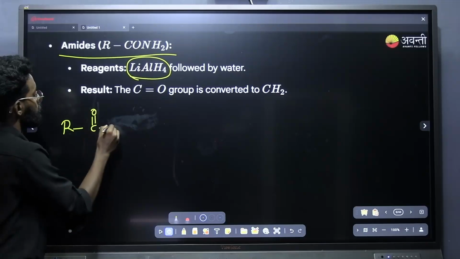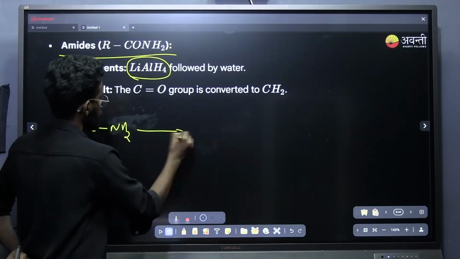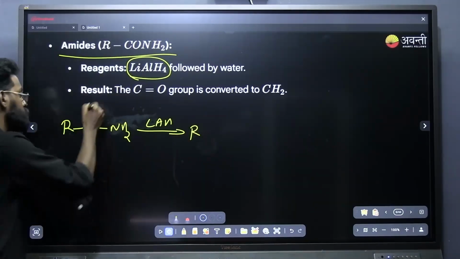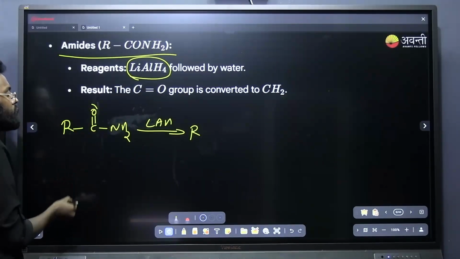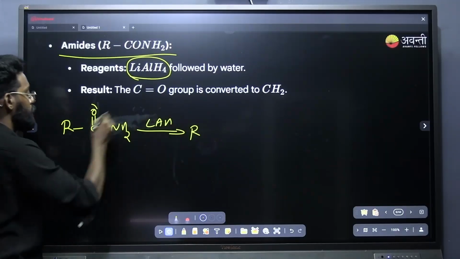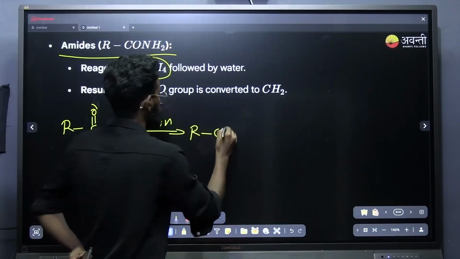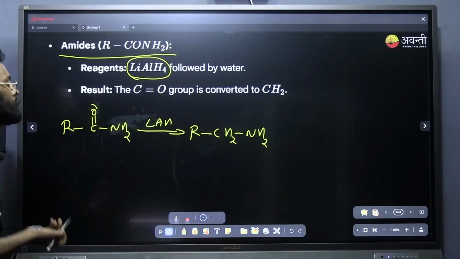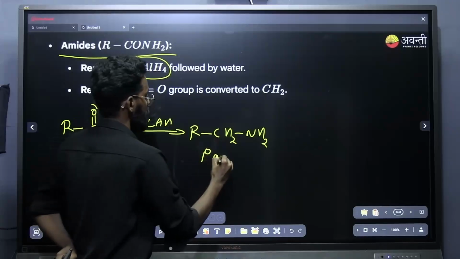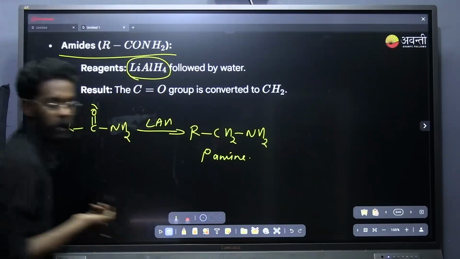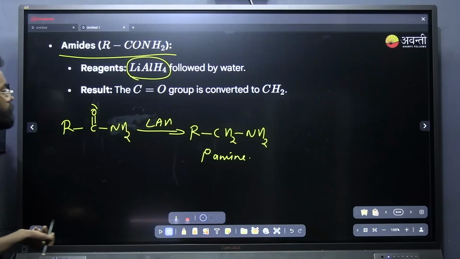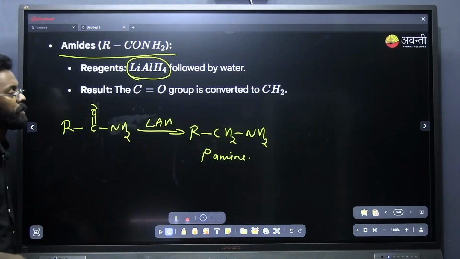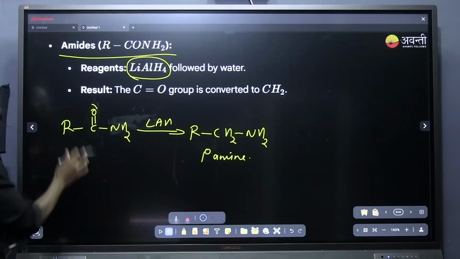RC double bond O NH2, this is amide. So what is going to happen? Just remove this C double bond O and convert it to CH2. RCH2NH2 you will be getting. This is a primary amine. And if I take a substituted amide, we will be getting a secondary amine, and like that it goes on.